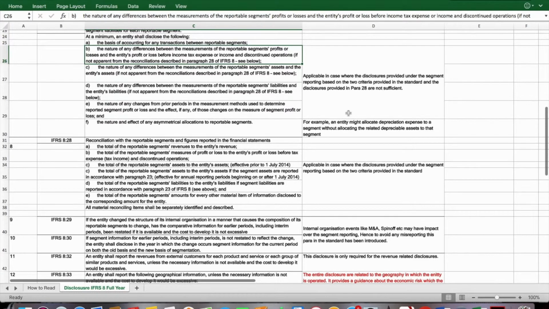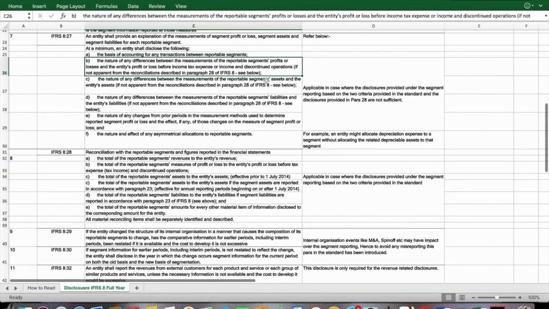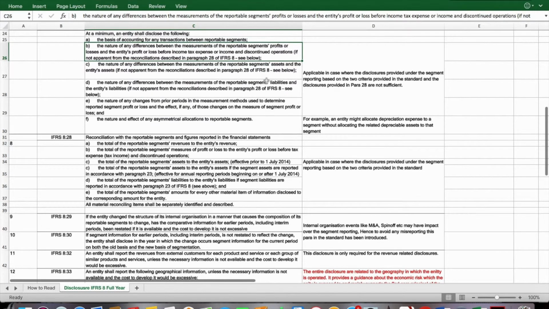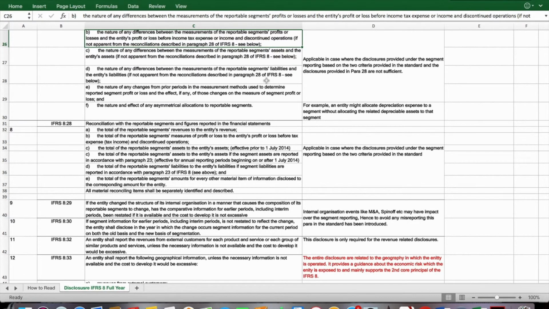So all these 5-6 points under paragraph 27 we have discussed till now. In the next subsequent video we will see the other disclosures.